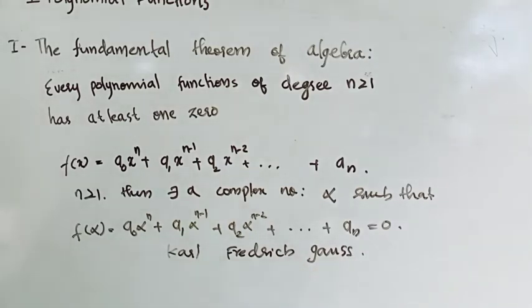Carl Friedrich Gauss. This theorem was discovered by Carl Friedrich Gauss. We don't have to discuss the proof here, and we will be stating many theorems in this chapter, but we will not be discussing any of the proofs.